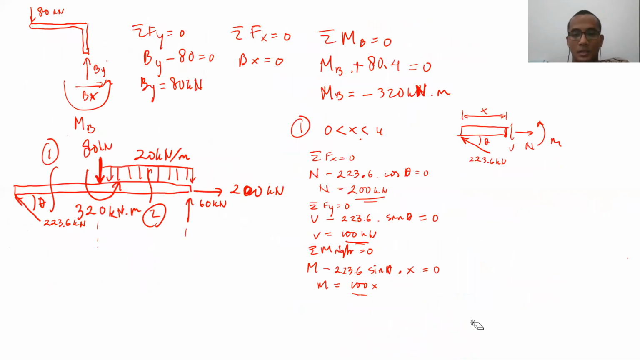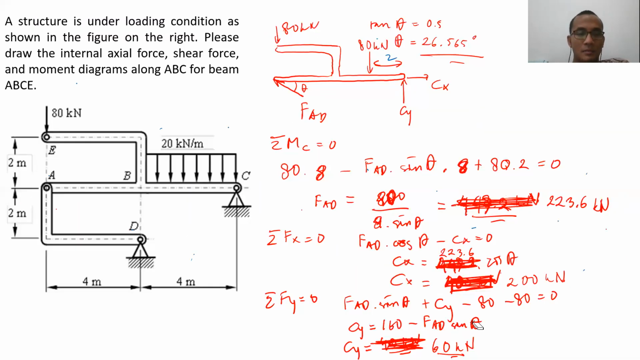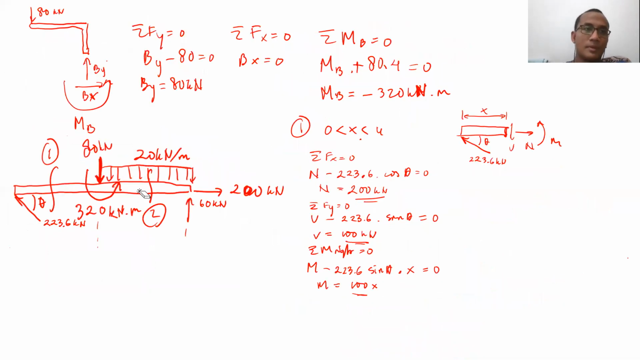The next step is that I want to isolate only the section ABC. That's why I want to remove the 80 kilonewton by making a cut. What I will do is cut this particular BE section at this particular location, and this is the free body diagram. So 80 kilonewton, By, Bx, and Mb are the ones that I will transfer to the section ABC.